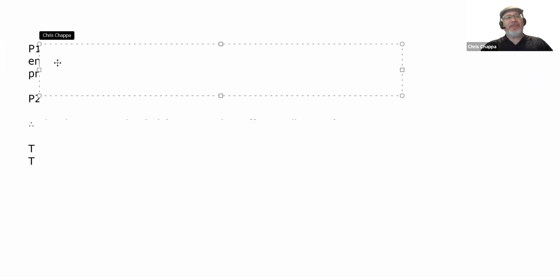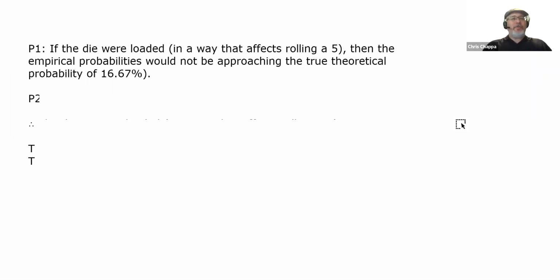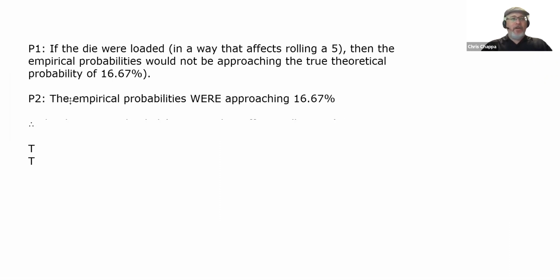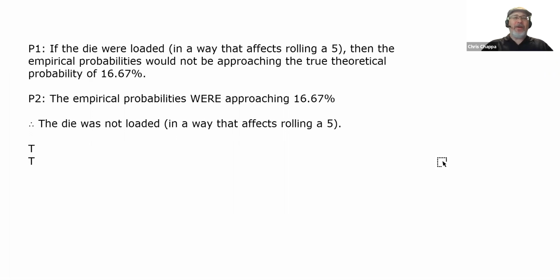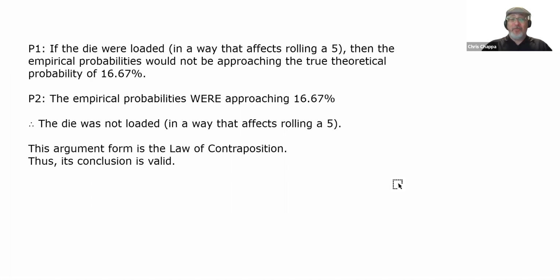Oh my gosh, blast from the past. Premise 1: if the die were loaded, then the empirical probabilities would not be approaching the true theoretical probability. Premise 2: the empirical probabilities were approaching 16.67%. Can we draw the conclusion the die was not loaded in a way that affects rolling a 5? We actually can. Why? This argument forms the law of contraposition, thus its conclusion is valid. Look at me sneaking in chapter 3, symbolic logic stuff in there.